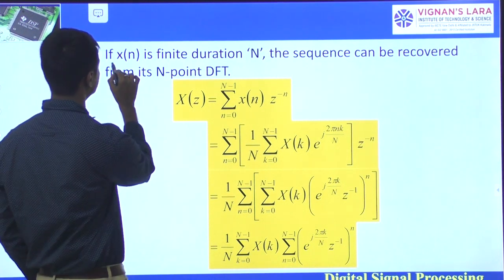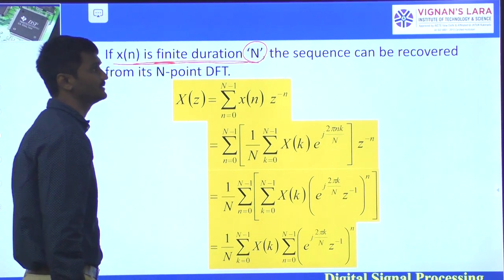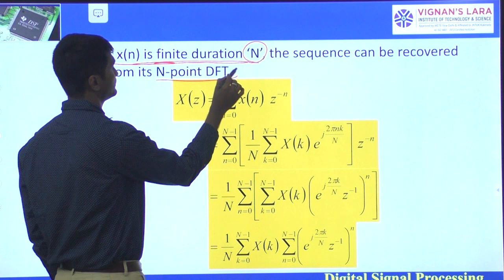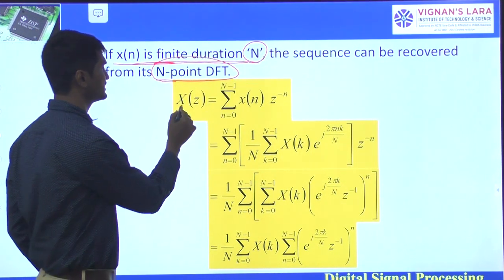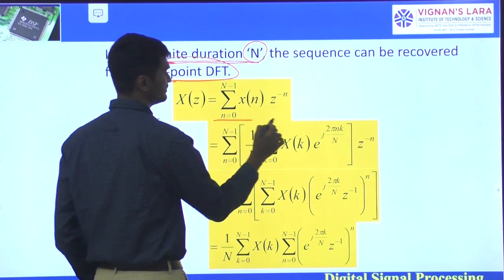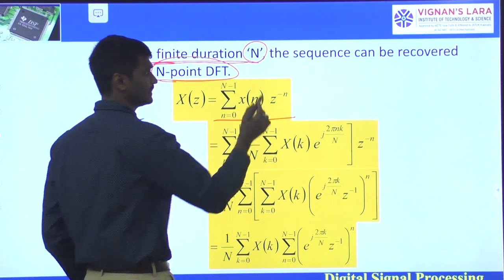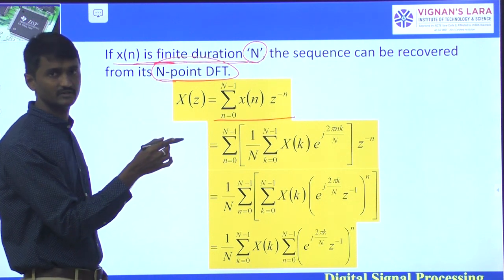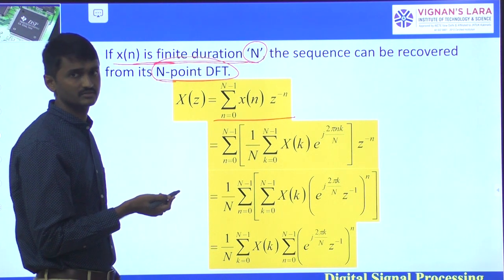So now if x of n is a finite duration sequence of length N, the sequence can be recovered from its N-point DFT. We know X of z is equal to the sum over n equals 0 to N minus 1 of x of n z power minus n. That is for finite duration; I am representing it this way because DFT is only applicable for finite duration sequences.